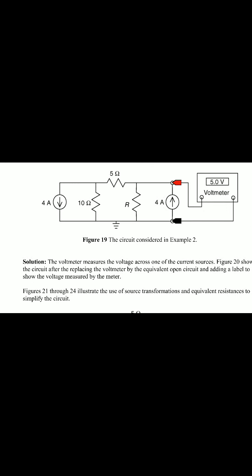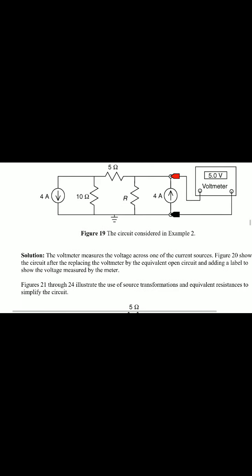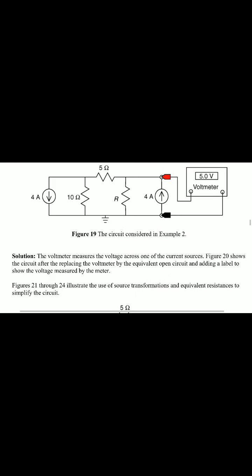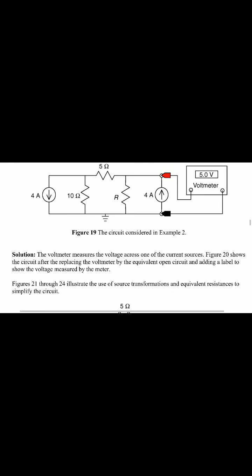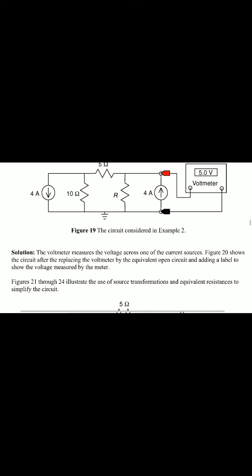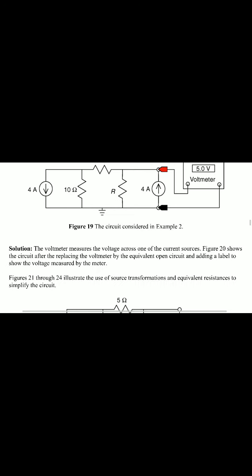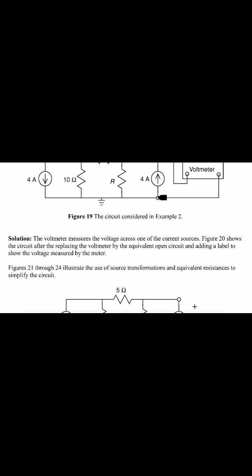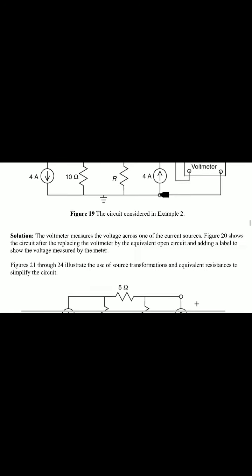Solution: the voltmeter measures the voltage across one of the circuit sources. The figure below, figure 20, shows the circuit after replacing the voltmeter by the equivalent open circuit and adding a label to show the voltage measured by the voltmeter.